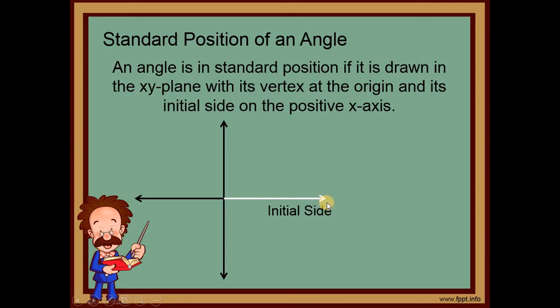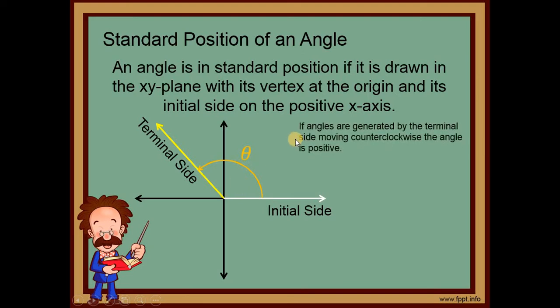Now, paano tayo makaform ng angle? Kailangan meron pa tayong isang side. And the other side is what we call the terminal side. Si terminal side, iyan ay possible umikot ng counterclockwise or in clockwise direction. Now, once na si terminal side ay umikot ng counterclockwise direction, ang sabi doon, if an angle is generated by the terminal side moving counterclockwise direction, the angle is a positive angle. So, kapag counterclockwise, yung measure natin is a positive angle.